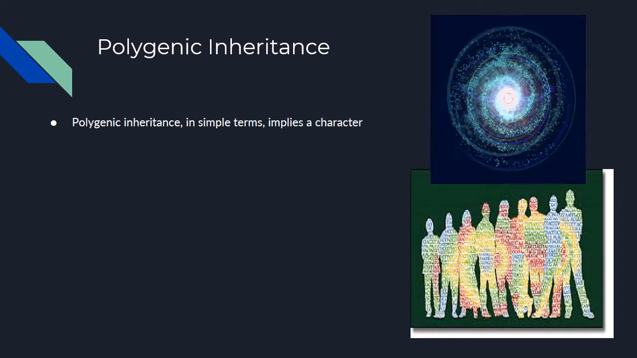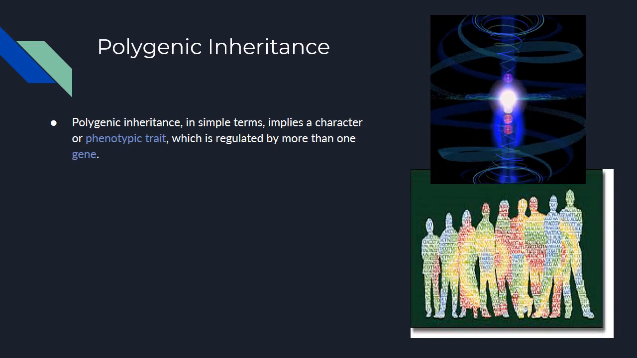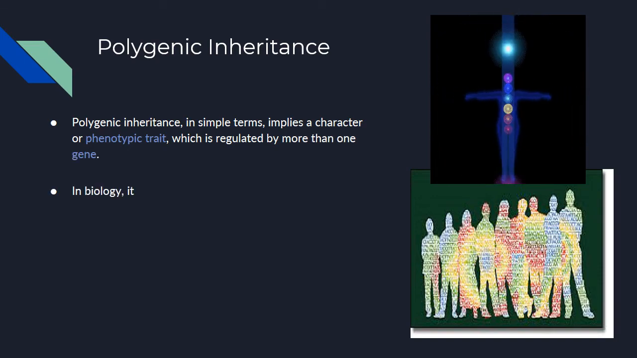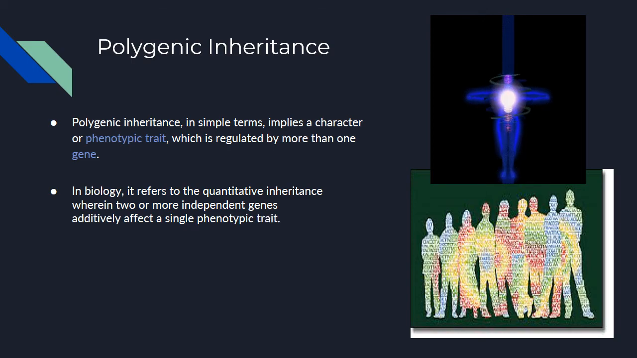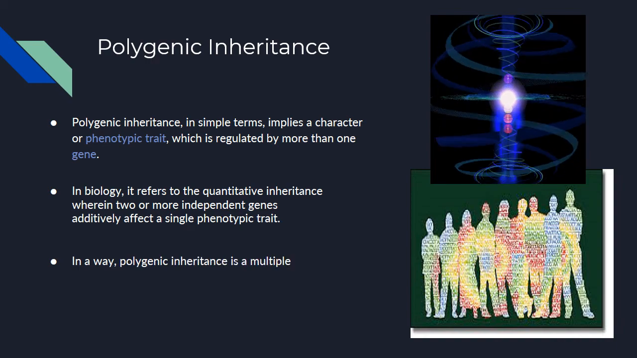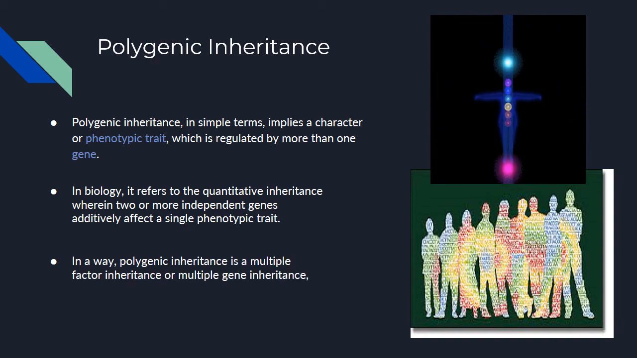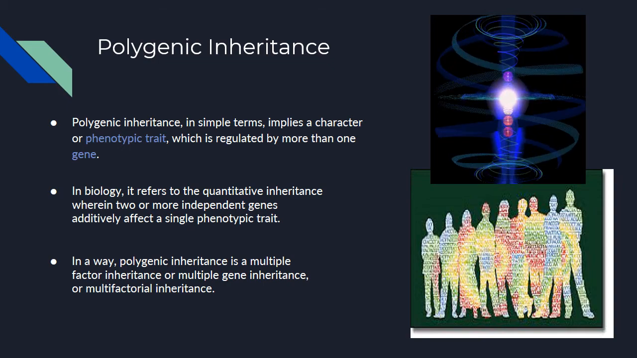Polygenic inheritance, in simple terms, implies a character or phenotypic trait which is regulated by more than one gene. In biology, it refers to quantitative inheritance wherein 2 or more independent genes additively affect a single phenotypic trait. In a way, polygenic inheritance is multiple character inheritance or multiple gene inheritance or multifactorial inheritance. Thus, polygenic inheritance is a phenotypic trait that is not a single gene trait.